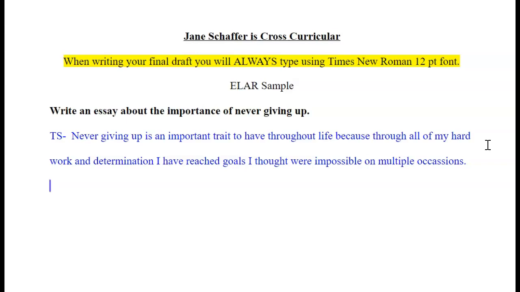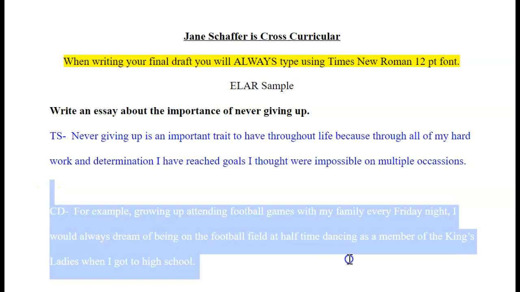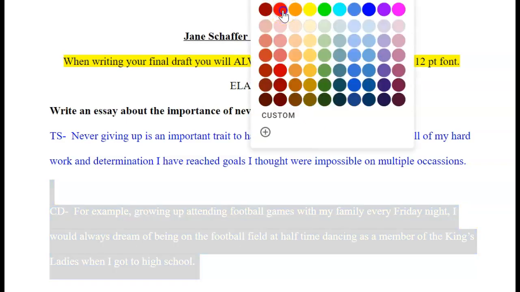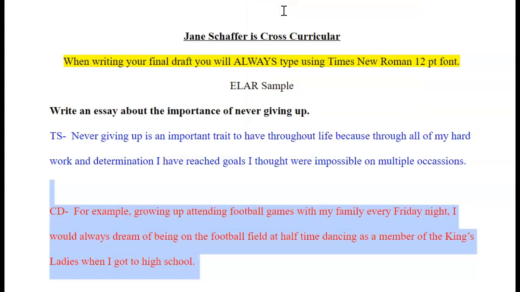Okay, so now I have to go in and start giving all my background information. The first sentence is my concrete detail, and that is a fact. So it's something that can be proven about your topic sentence. So this sentence is red when you type it on the computer. It says, for example, growing up attending football games with my family every Friday night, I would always dream of being on the football field at halftime dancing as a member of the King's Ladies when I got to high school. Can this be proven? Yes. Okay, and it's telling me what goal I am working towards. Okay, my goal is to become a member of the King's Ladies.